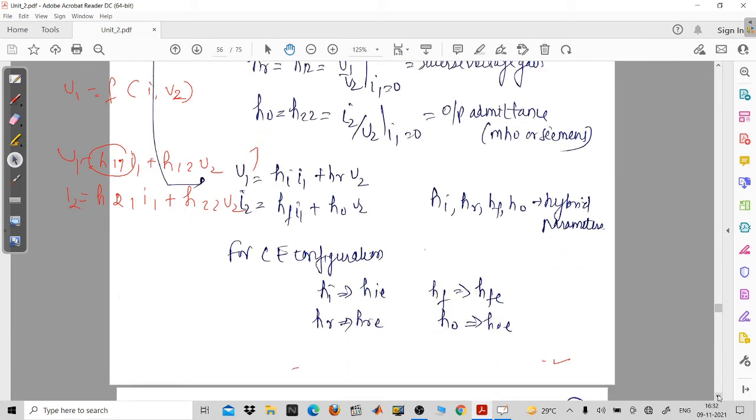Now suppose if I want to write the parameters for the common emitter, what I have to do is replace HI by HIE, HF by HFE, HR by HRE and HO by HOE.